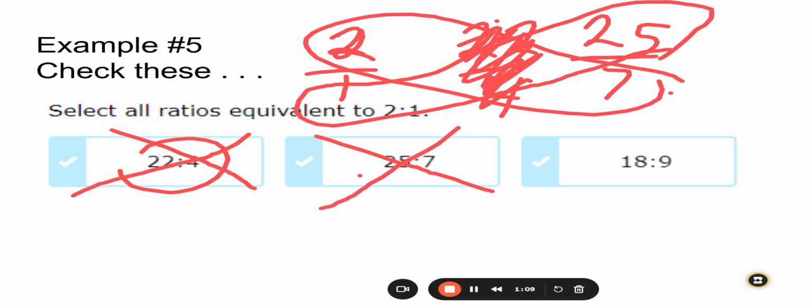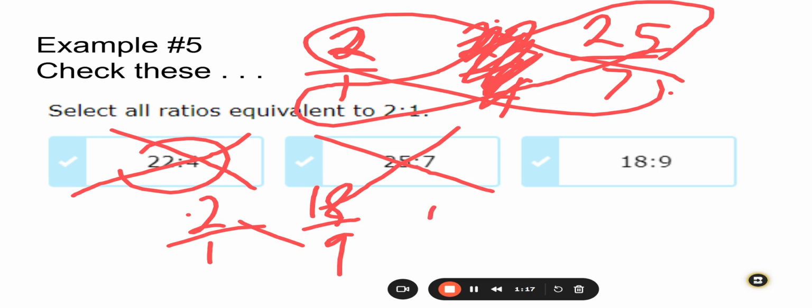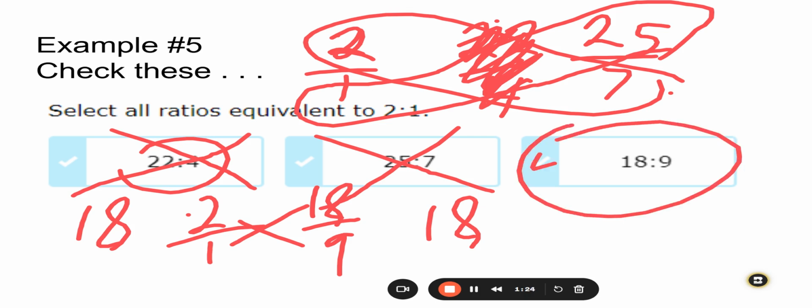My guess is this last one has to be it. So let's do it again. 2 over 1 and 18 over 9. 2 times 9 is going to give me 18. 18 times 1 is also going to give me 18. So that means this one is the only one that is correct out of these three. All right, so hopefully you guys got the same answer there. All right, let's go on to the next one.